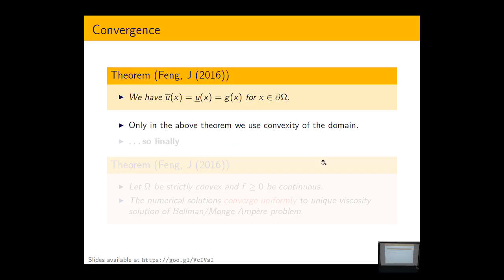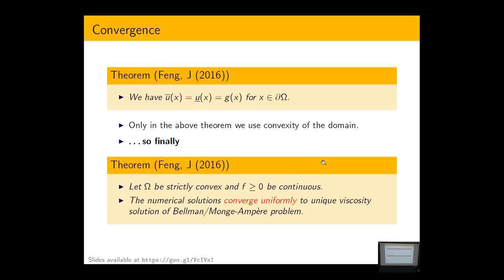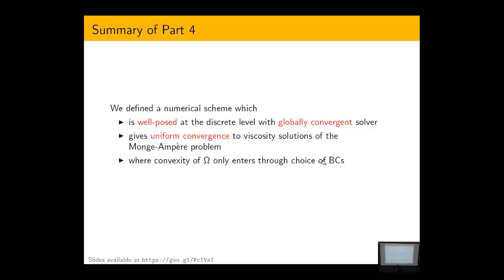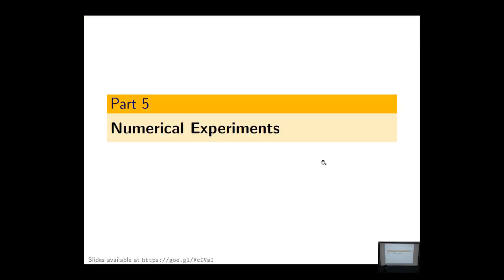Okay, and then once we have that, we basically modify our Barles-Souganidis framework, and we get the uniform convergence to the viscosity solution of the Bellman problem / Monge-Ampère problem, since it's the same function. Okay, so summarizing that, we have this well-posed problem. We have a globally convergent solver, we have uniform convergence, and convexity only enters through the choice of the boundary conditions. Okay, then numerical experiments.